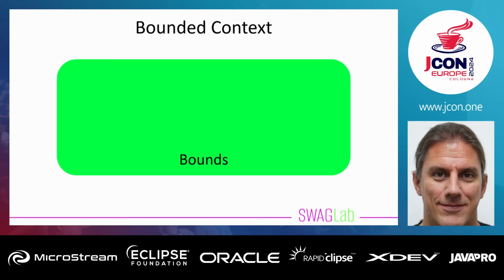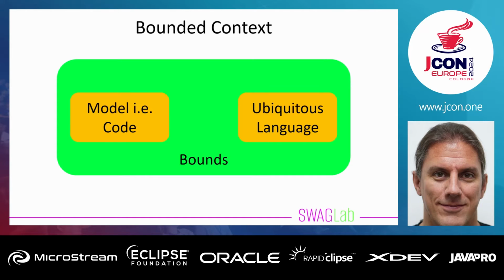So what is a bounded context? I like the name because it quite clearly expresses what this is about. So it's about bounds. So there are boundaries. And what is inside this boundary? Well, there is a model, so it's code. And there is a ubiquitous language. So a language that is everywhere.